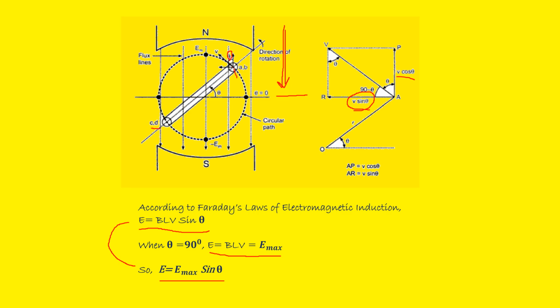Similarly, we can derive the relation for the alternating current also. As simple as that, I equals I max sin theta is what you are going to get. This is how we need to understand the equation of an alternator. I hope you understand. Thank you.